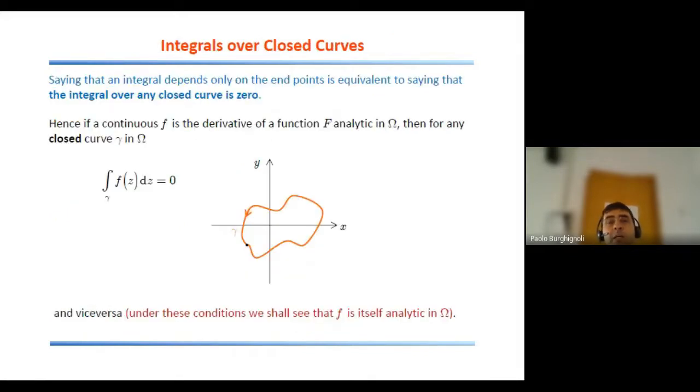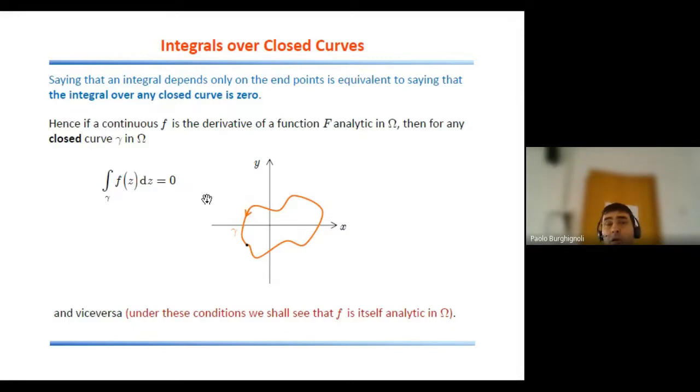Now, as I said, the independence of the integral on the path for given endpoints is equivalent to saying that the integral along any closed curve is equal to zero. That's another characterization of conservative vector fields, as you know. And as I said, we will see that if a function f is such that its integral along any closed path is equal to zero, then we will be able to prove that under this condition, the function f is itself analytic.